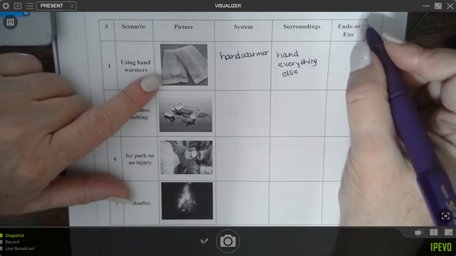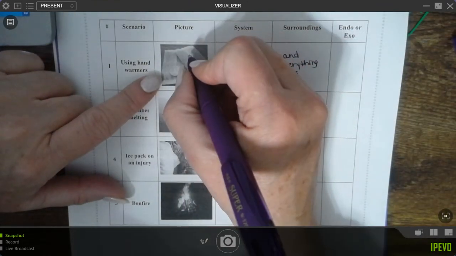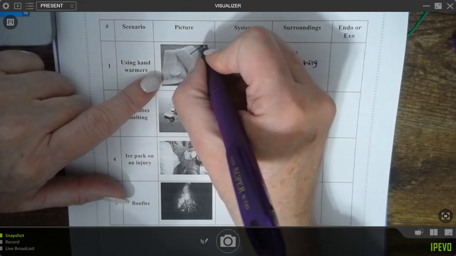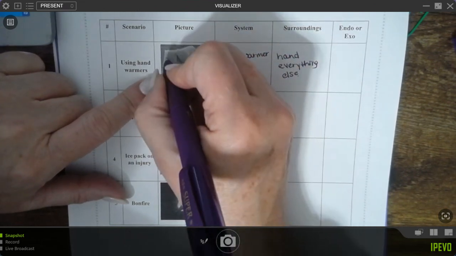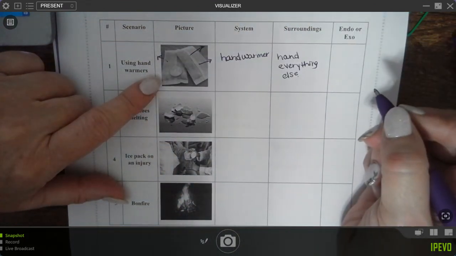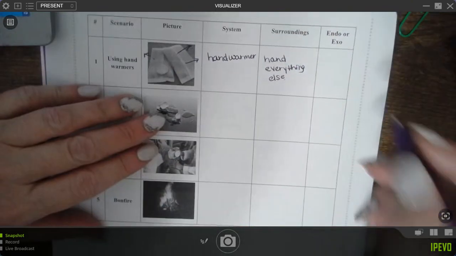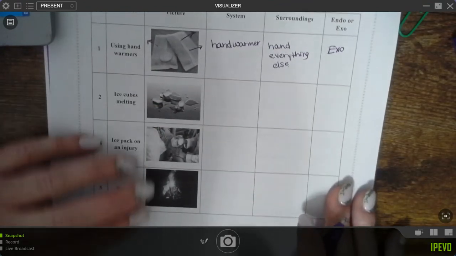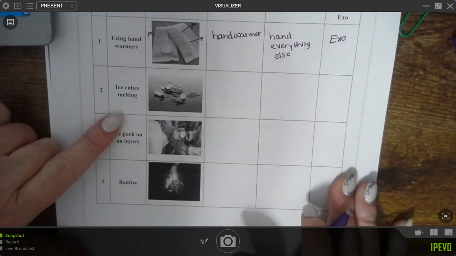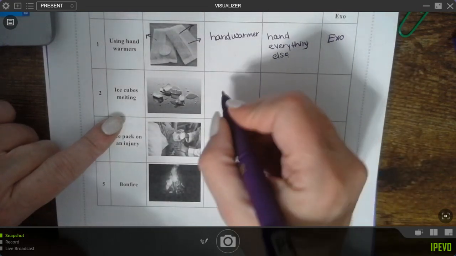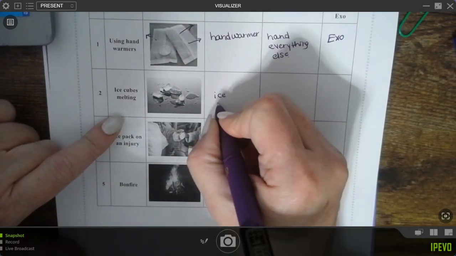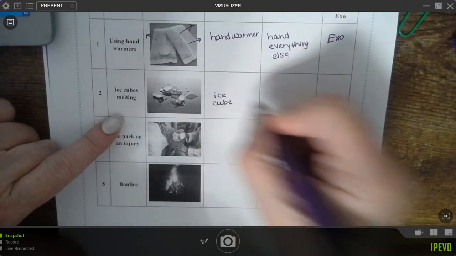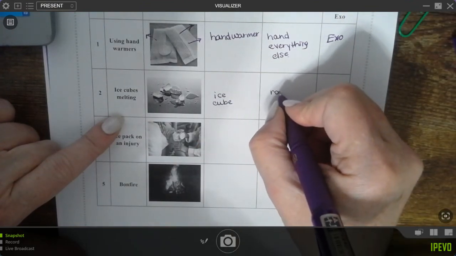Okay, if you think about what's happening, heat is leaving the hand warmer and going into your hand. So your hand's going to get warm. So this is going to be an exothermic process. All right, ice cubes melting. Our system is our ice cube. The surroundings is the room.